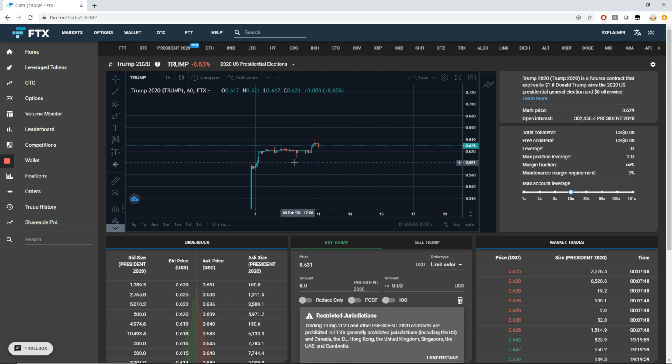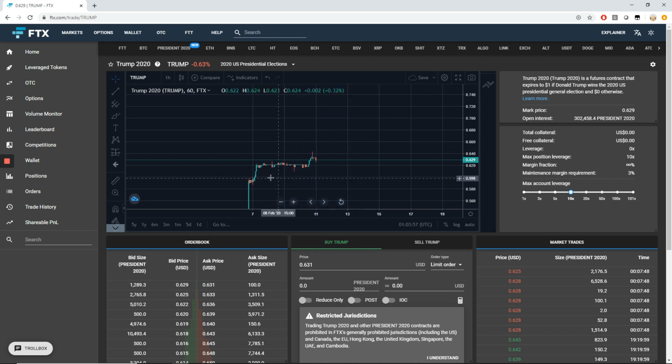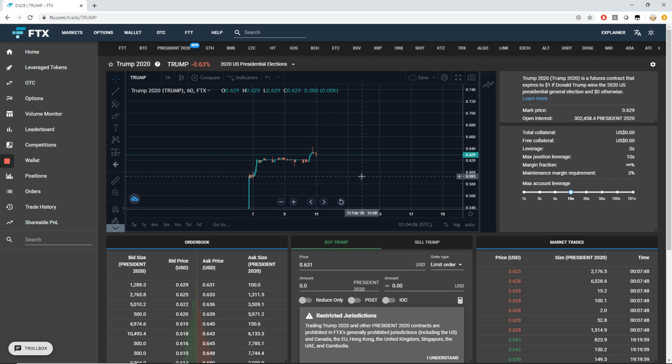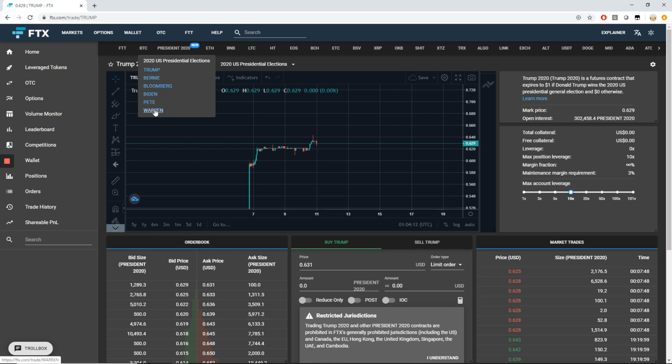So let's say, for example, the Trump contract I've got loaded here. If Trump is successful in winning re-election, this contract will expire to the value of $1. If Trump is unsuccessful, it will expire to the value of 0. And the same applies for the other candidates in this list here.